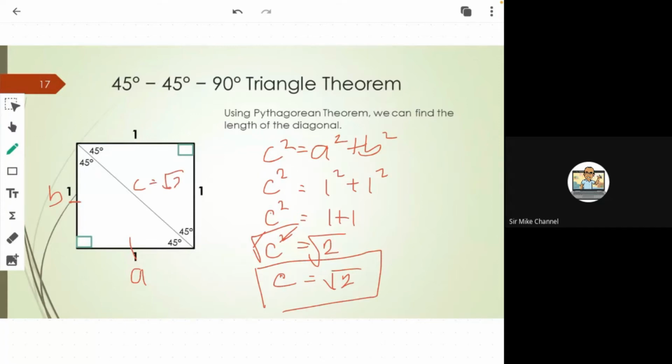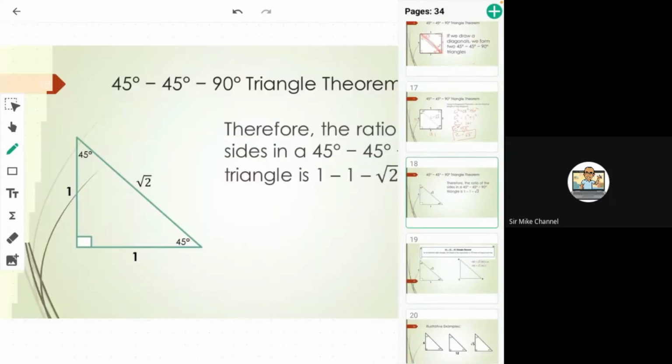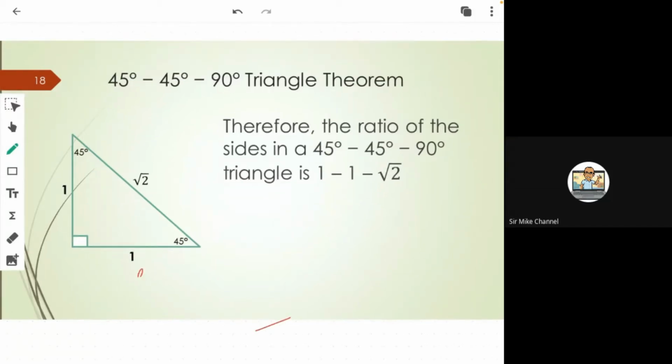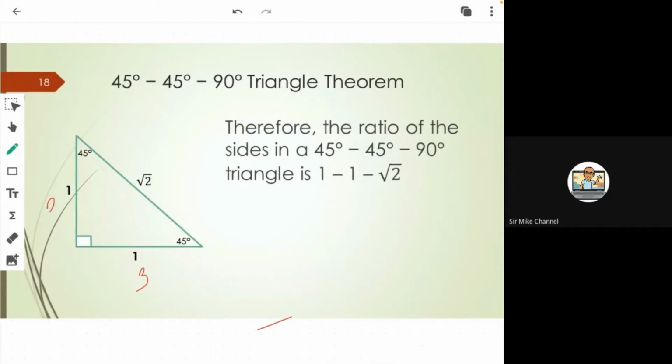So, ang c daw, kapag ang measurement natin dito is 1, yung hypotenuse natin is square root of 2. Okay po? Therefore, ang ratio natin for the sides of 45, 45, 90 is 1 is to 1 is to square root of 2. Okay po? For example, kapag ang measurement natin dito is, let's say, 3. Diba, 3. So, ito rin magiging 3. Assume lang natin siya ay 3.